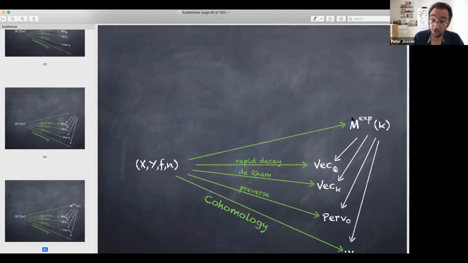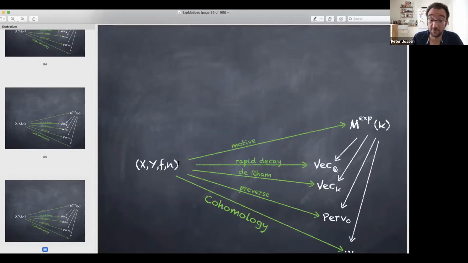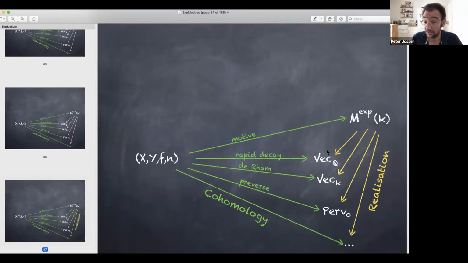So that once you know the exponential motive associated with x, y, f, and cohomological degree n, then you can get out of this motive all the other cohomologies of x, y, f, and n, those which we already know and those which we don't yet know. So there should be a universal property like this. The arrow, well, that's what we would call the motive associated with x, y, and f in cohomological degree n. The functors that you have from exponential motives to the other categories, these would then be called realization functors.